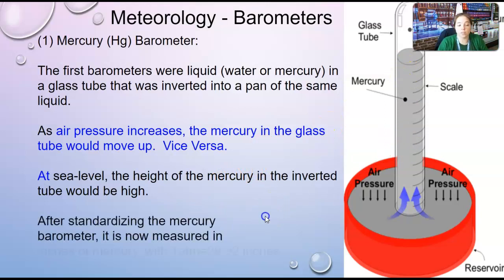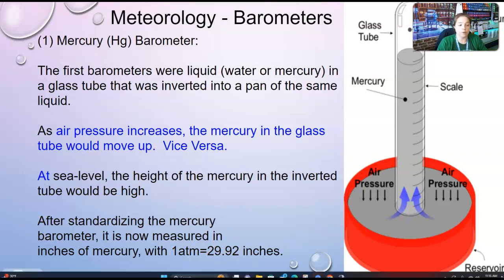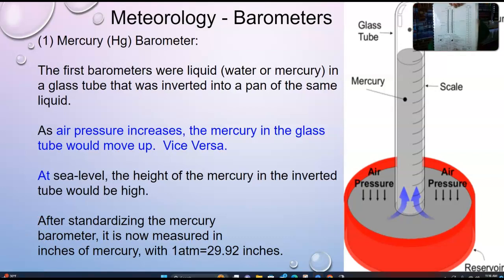After standardizing the mercury in the barometer, it is now measured in inches of mercury, inHg, and 1 atmosphere is 29.92 inches. This can be found in your reference table, which is going to be on page 13, and you're going to find it right here where it says pressure.